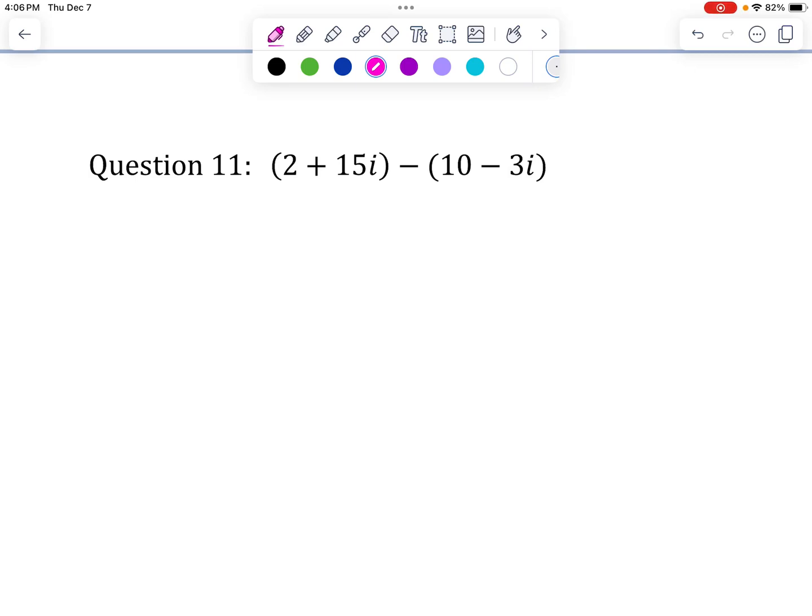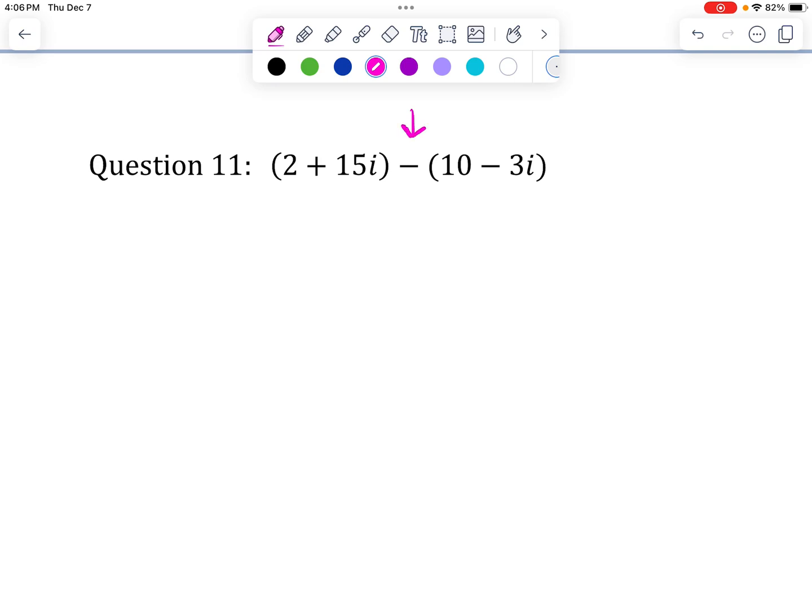All right, so again, working with some complex numbers, which again is just things with i. And now I've got, so what you really want to pay attention to is, do the parentheses need to be there or not? And what am I being asked to do with them? So in this case, we've got a subtraction problem.